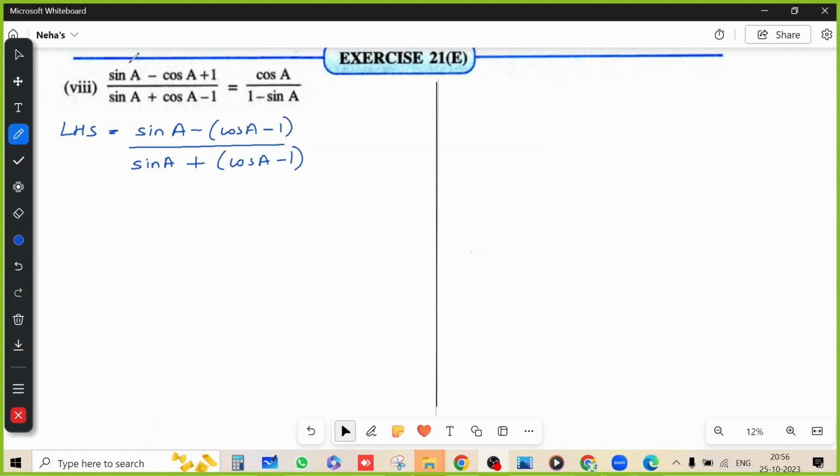The left hand side of the next question is given as sin A minus cos A plus 1 divided by sin A plus cos A minus 1. So it can be rearranged and written in this form, that is sin A minus cos A minus 1 inside the bracket divided by sin A plus cos A minus 1 inside the bracket. Now we will multiply both the numerator and denominator by sin A minus cos A minus 1.